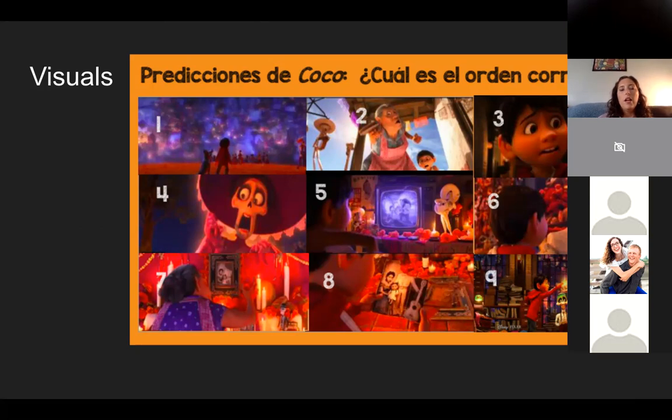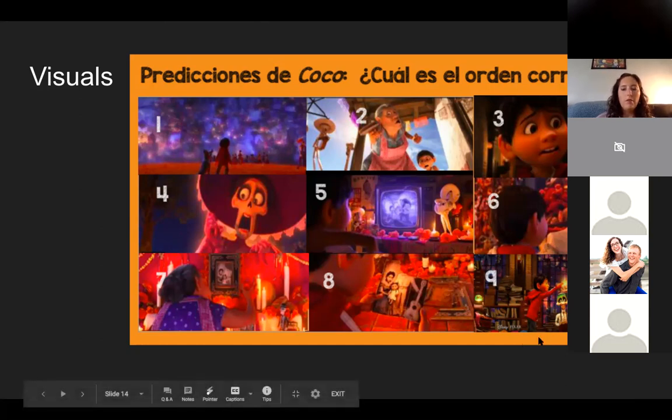Another thing that I've used this screen for is listen and draw. So at the end of a movie talk, let's say I want to check their comprehension, so I will give them a sentence and then they just have to write down the number that they think I'm describing. So I might say, Mama Imelda gives a flower petal to Miguel. So that would be number 9. And they would just write down number 9.